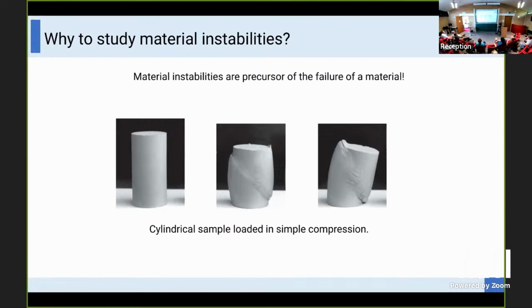So here you see an example of a cylindrical sample which is loaded with simple compression. Initially, the deformation is uniform, but at some point of loading, a shear band appears. And this later becomes a crack and brings the material to failure. So it's very important to understand material instabilities and be able to predict the conditions where material instabilities can occur.